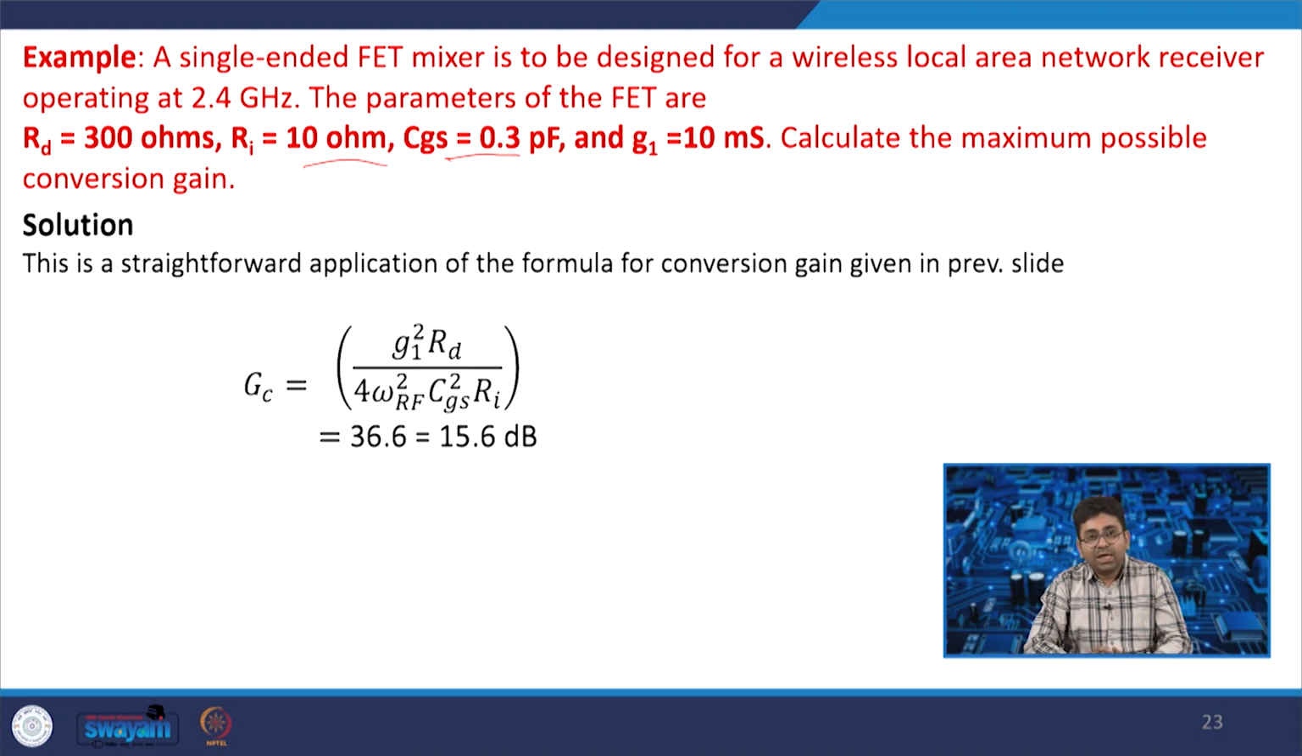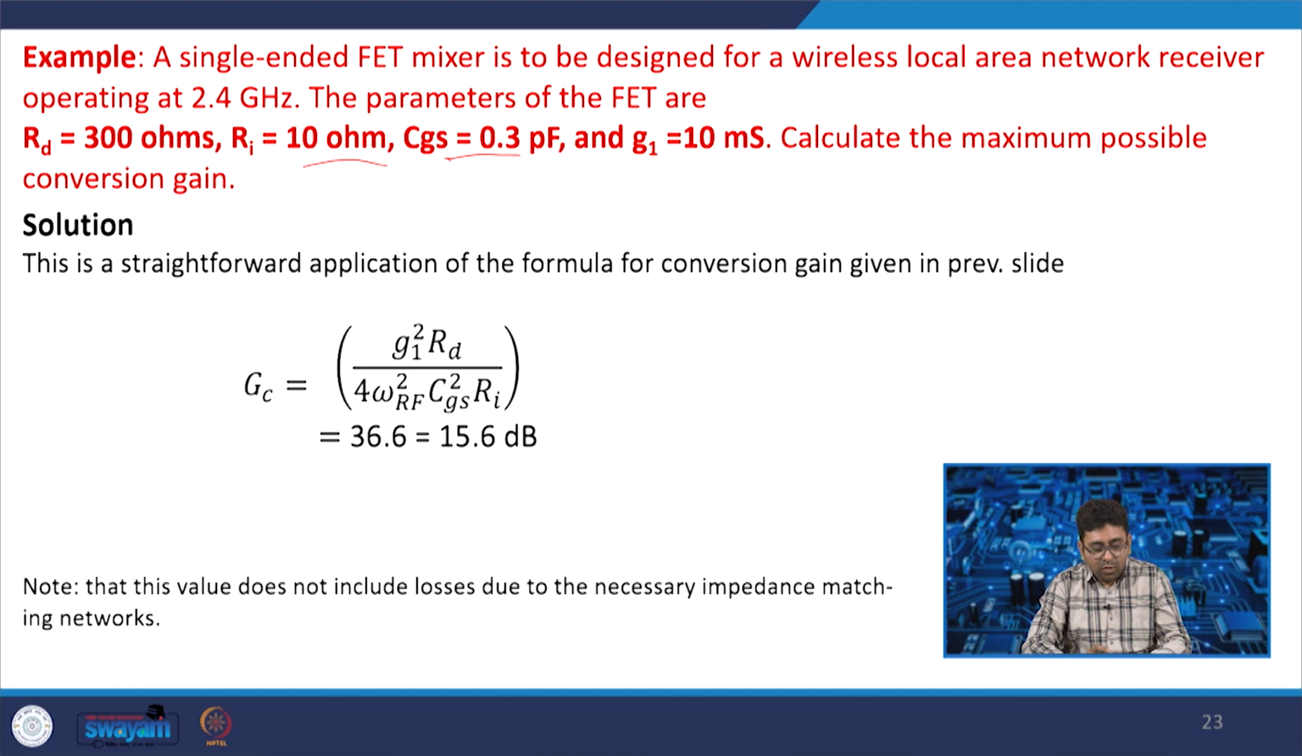But what is the condition? On your input side, all the matching conditions should be satisfied, and only then will you get the maximum gain. So this is the FET mixer. We have also seen the diode mixer. Note this value does not include losses due to the necessary impedance matching network. If you add the losses of the impedance matching network, your conversion gain will reduce compared to what you achieved.